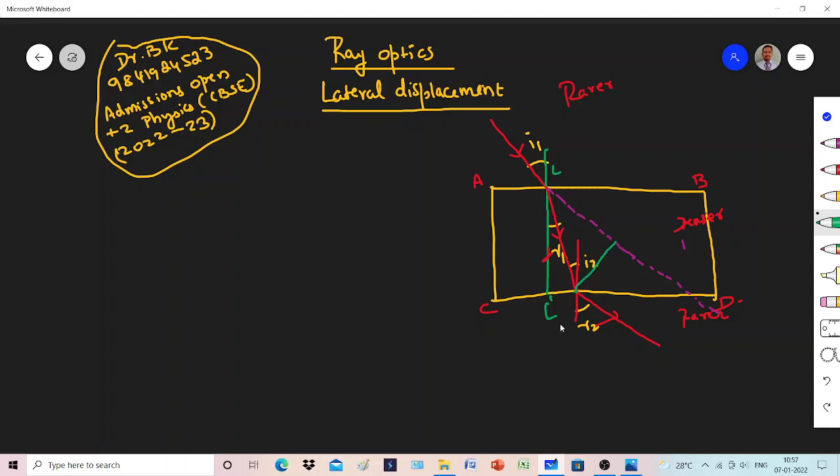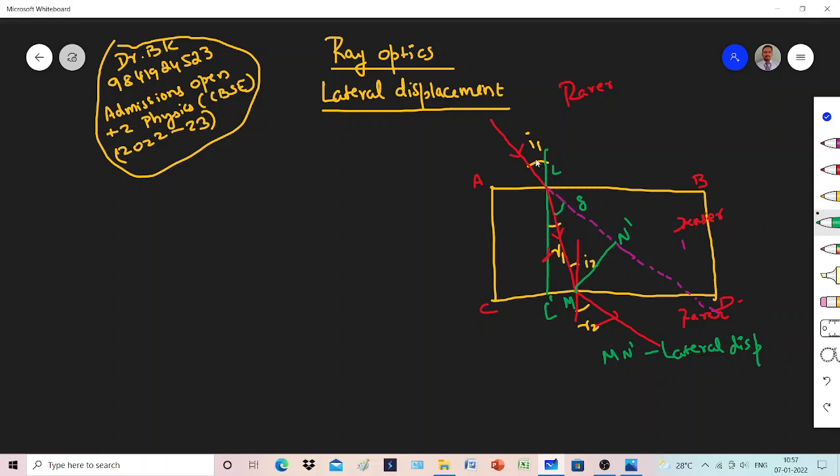So I draw a perpendicular from here. Take this as M. This is N dash. This displacement of rays because of this refraction is called the lateral displacement. So I want to find the expression for this MN dash. This is my lateral displacement. The ray which was supposed to go along this way is now going along this way. Therefore, this angle is called the angle of deviation.